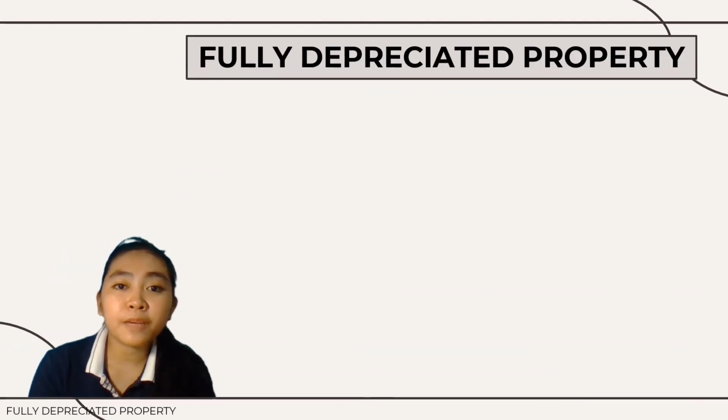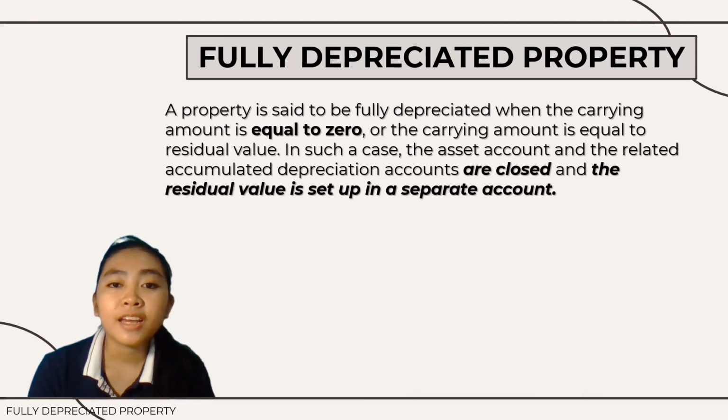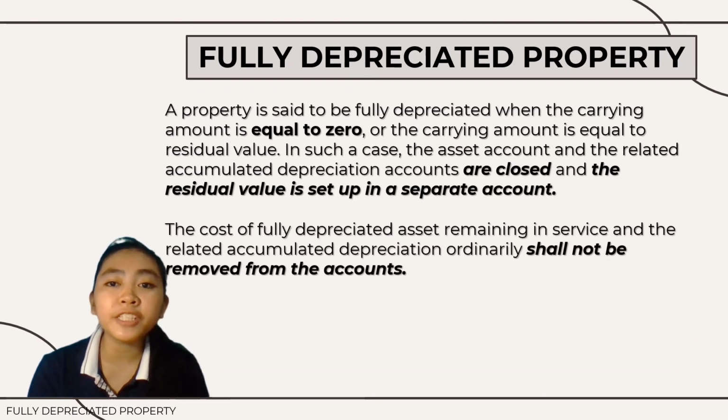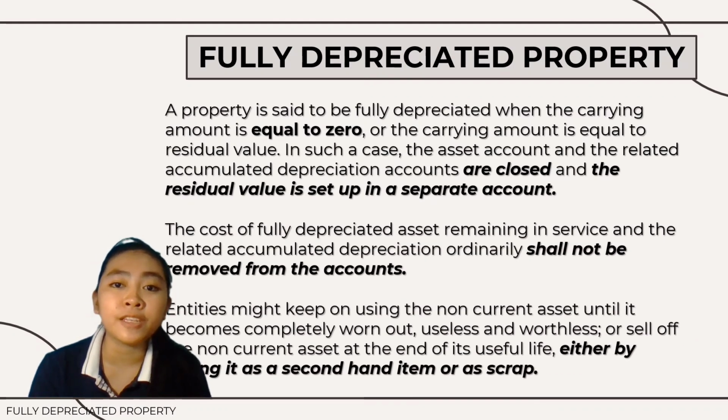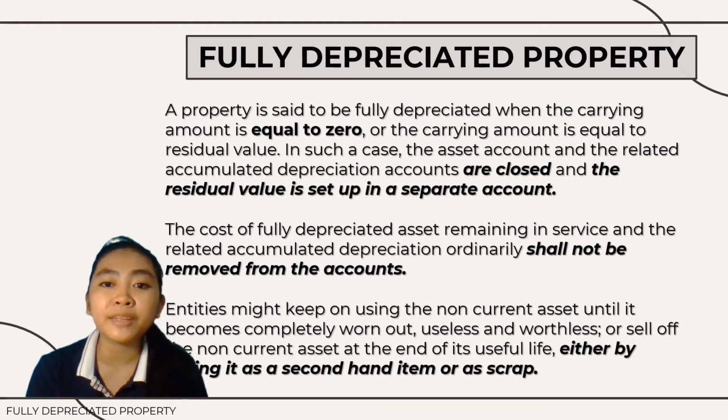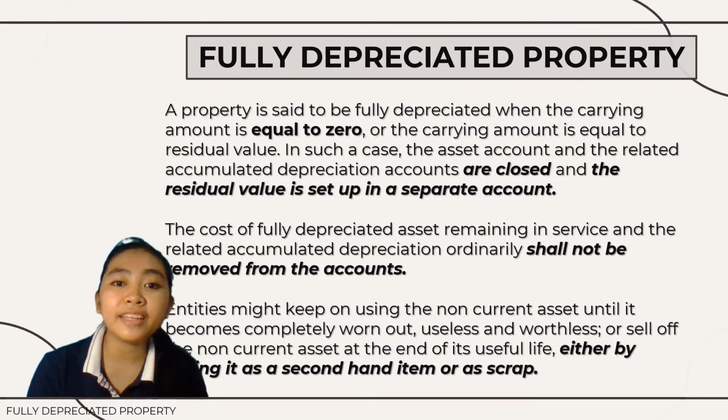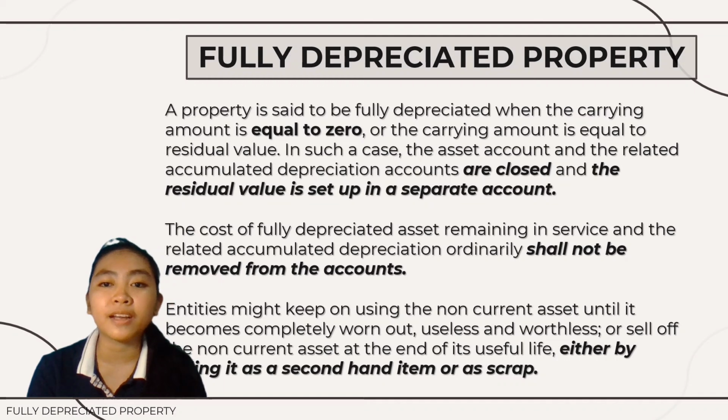The next concept is fully depreciated property. A property is said to be fully depreciated when the carrying amount is equal to 0 or the carrying amount is equal to the residual value. In such a case, the asset account and the related accumulated depreciation accounts are closed and the residual value is set up in a separate account.